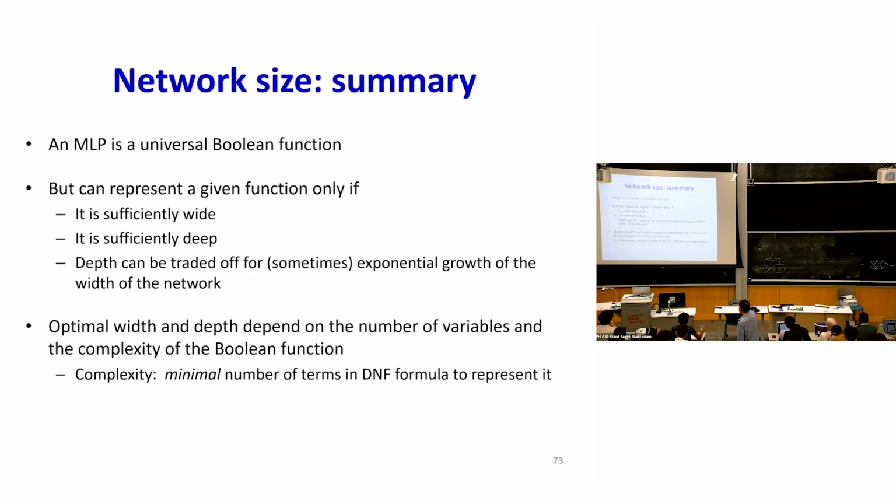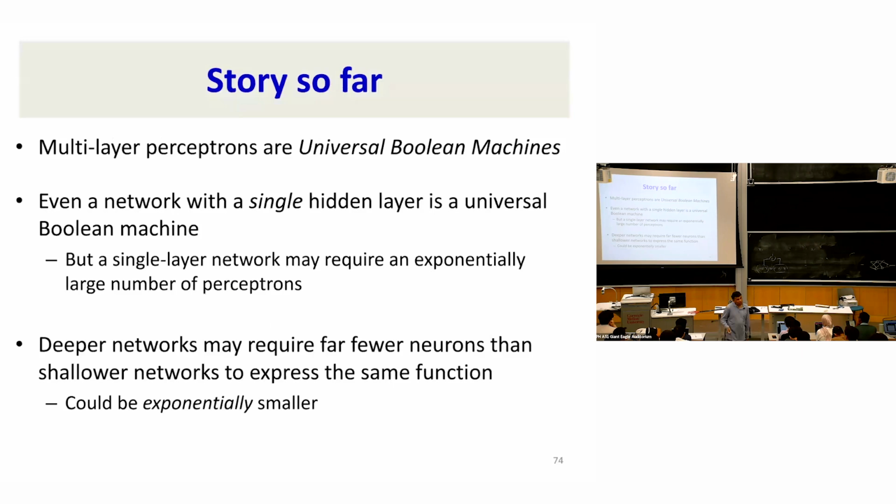Okay. So it can represent the function only if it's sufficiently wide, and if it's sufficiently deep. But there's a trade-off. If you make it deep, you can reduce the width, but it's not universal. There are cases where you can't quite do this. And the optimal width and depth depend on the number of variables and the complexity of the Boolean functions, where I can quantify the complexity of the Boolean function in terms of the number of clauses in the DNF formula.